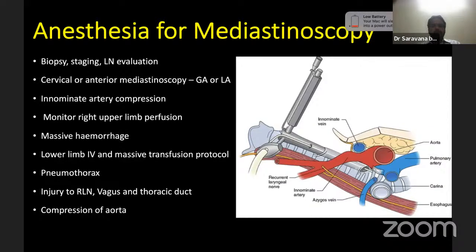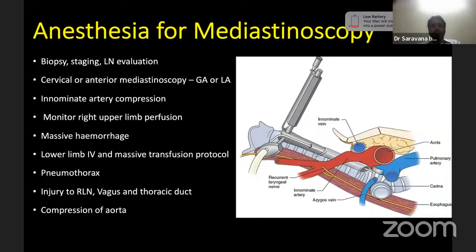So it's always recommended to have a right upper limb saturation if you are going for a mediastinoscopy. If there is any compression of the innominate artery, there will be a decrease in perfusion of the right upper limb, and also the pressures may go down. So either you can put an arterial line or a saturation probe on the right hand, and the right hand is recommended.